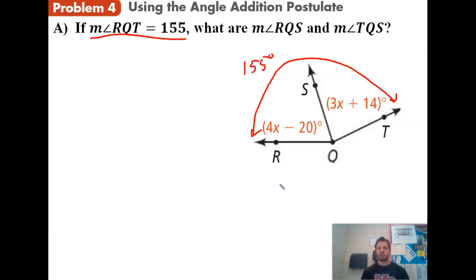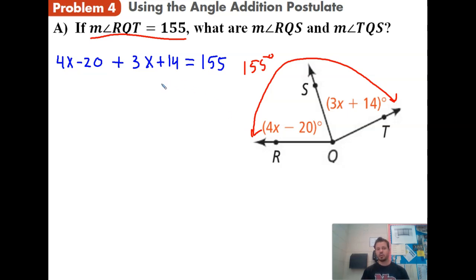So as far as an equation for this one goes, I can just add the two parts together and set that equal to the whole. So I can say that 4x minus 20, the first angle, RQS, plus 3x plus 14, the second angle, TQS, I can say the two of those added together are equal to the total, the 155. And then I have an equation that I can solve for x. Once I have the x, I can plug it in and find the actual angle measures. So let's go ahead and do that.